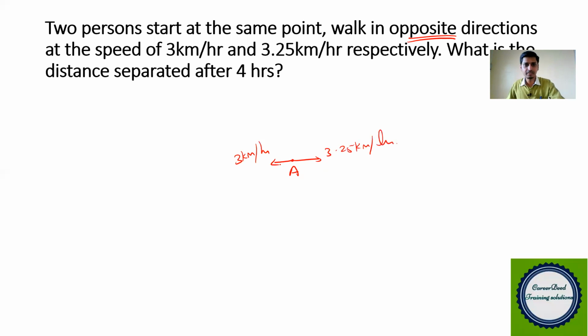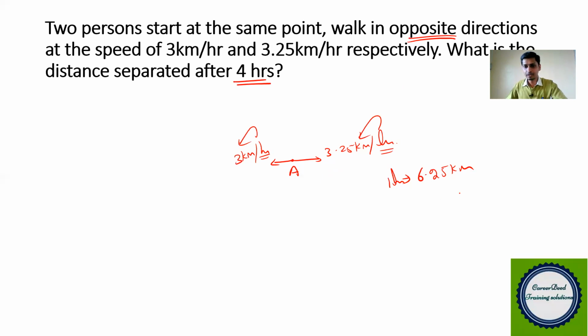Both of them are moving in opposite direction. In 1 hour he can cover 3 km, and in the same 1 hour the other can cover 3.25 km. Now what is the distance separated in 1 hour? It is 6.25 km. In 1 hour 6.25 km covered. Now what is given? In 4 hours, how many kilometers will they be separated?